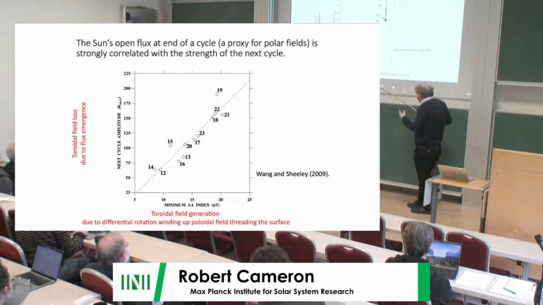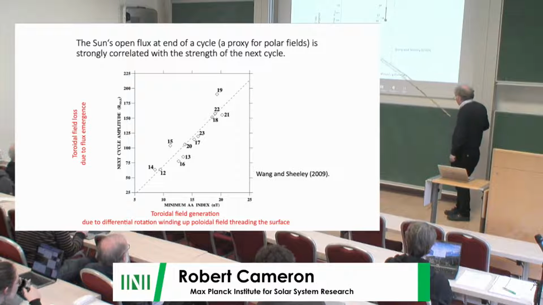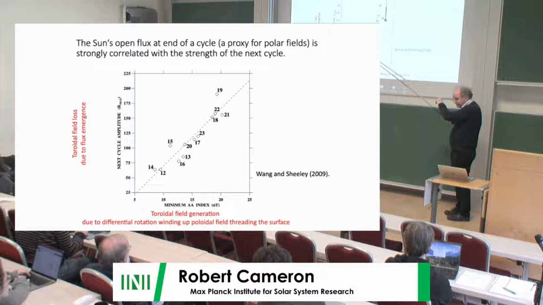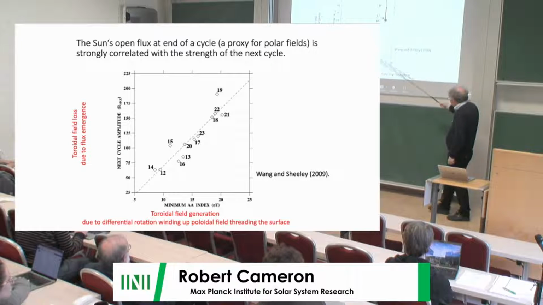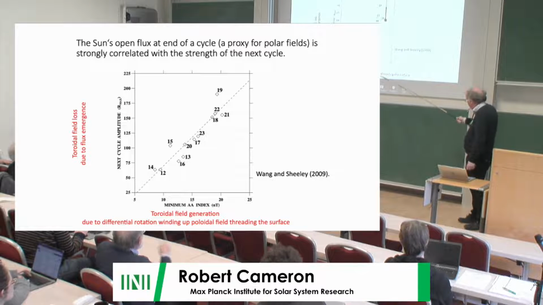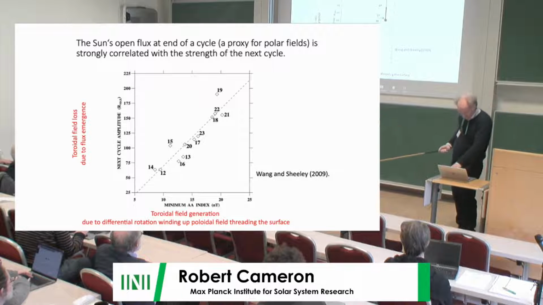The variations, and they measure the strength of the next cycle. So you measure this at minimum, and it turns out, you can look at Wang and Sheeley, so this is a measure of the polar fields. And as we've seen, the polar fields are what goes into the integrand. So the polar fields are strongly correlated with the amplitude of the next cycle. So you generate more toroidal field, and then you lose more half a cycle later.